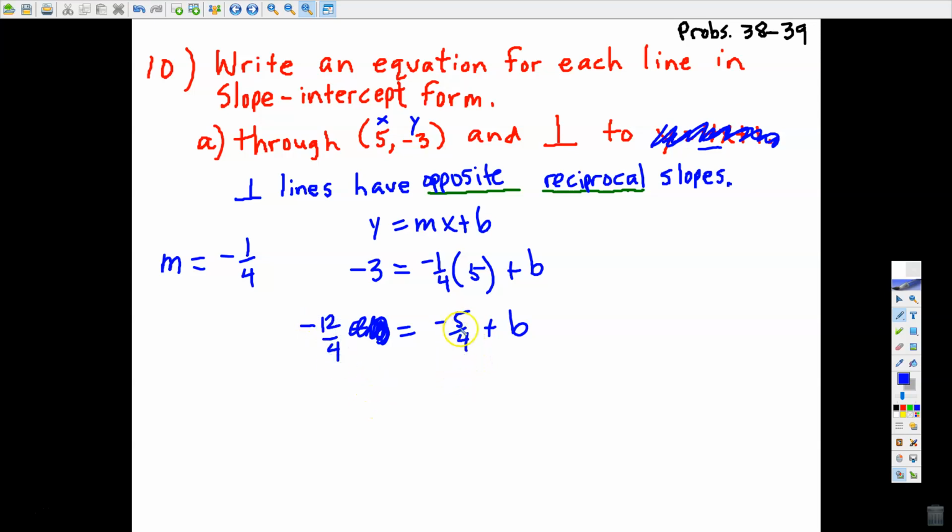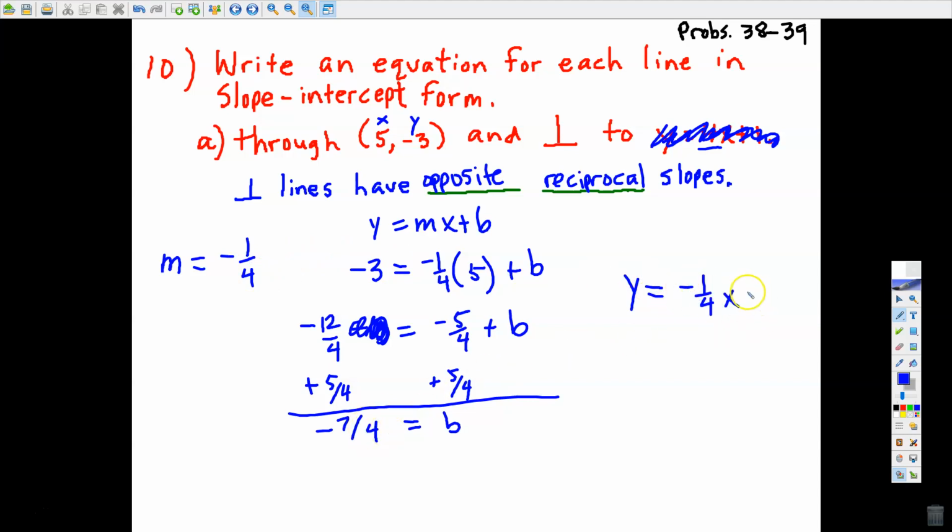And now I'm going to be adding 5/4. I'll just show that. I'm going to add 5/4 to both sides. And I get negative 7/4 equals b. Okay? So I know the slope, I know the y-intercept. That's really all I need to write the equation. And so my final answer here, y equals negative 1/4 x minus 7/4. And that's it. That is my answer for letter 10A.